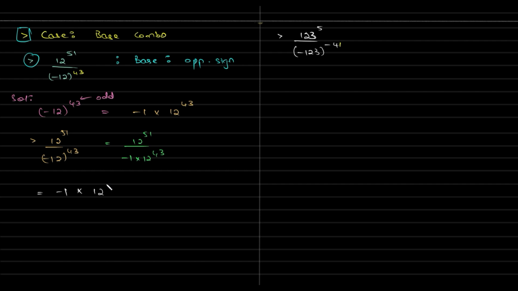12 to the power of 51 by 12 to the power of 43. So this is nothing but minus 1 into 12 to the power of 51 minus 43, which is nothing but negative 1 into 12 to the power of, what is the difference? 8, right? And that's your answer. Okay, the next question.